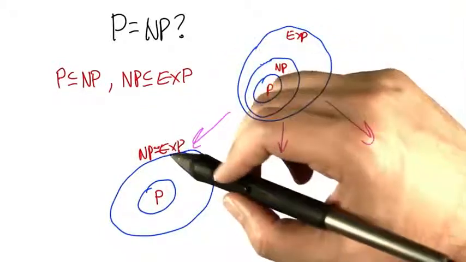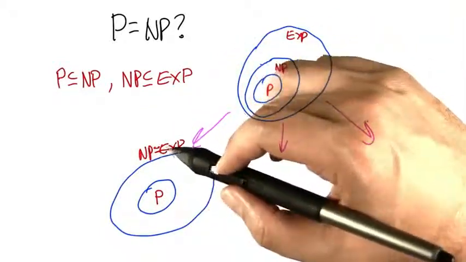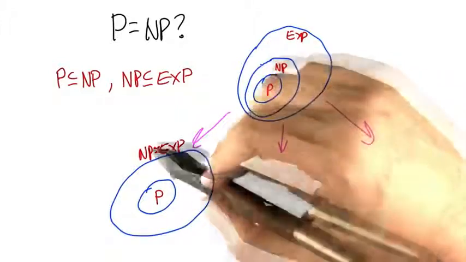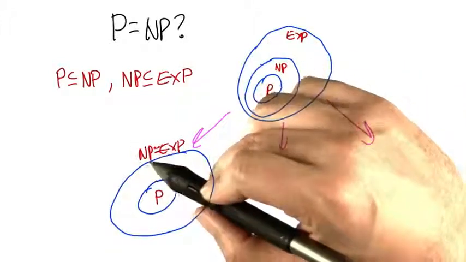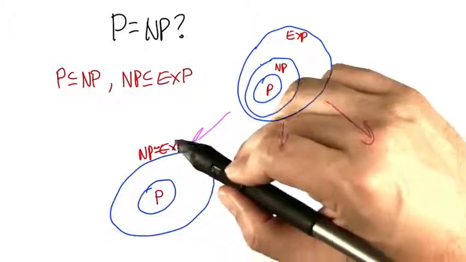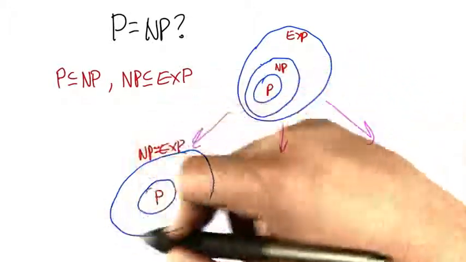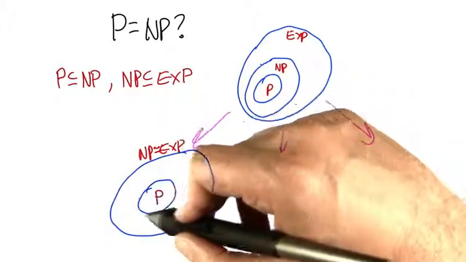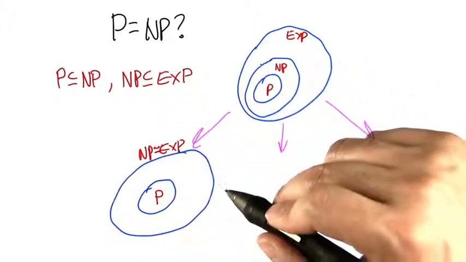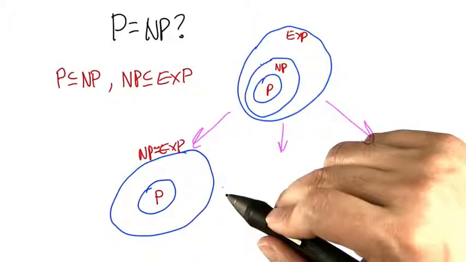But here's what we don't know. It could be the case that the class NP is actually equal to the class EXP. That is to say, the set of problems that we can solve in non-deterministic polynomial time might be exactly the same as the ones that we can solve in exponential time. So there's this sort of outer set, and that's distinct from, say, this inner set, which is the set of problems that are solvable in polynomial time. Oh, there's one other thing that we know.